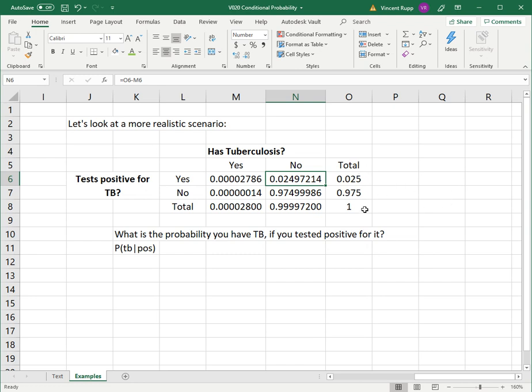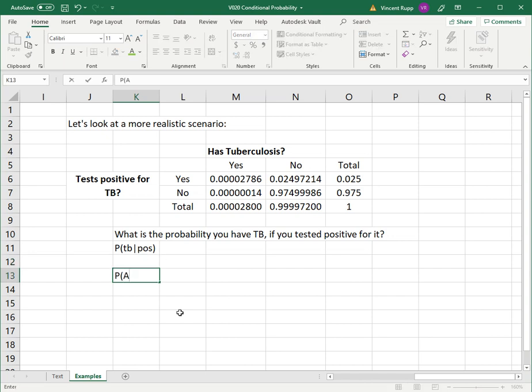So then we add totals. This says a total of 2.5% of people will test positive for tuberculosis. 97.5% will not. Here's the total for those who have it and those who don't. The numbers are kind of weird here, but let Excel deal with the decimals. What we want to do is just answer this question: what is the probability you have tuberculosis if you test positive? Normally getting a positive test result is a little scary, a little worrying. But with all the false positives out there, a little bit of conditional probability can go a long way.